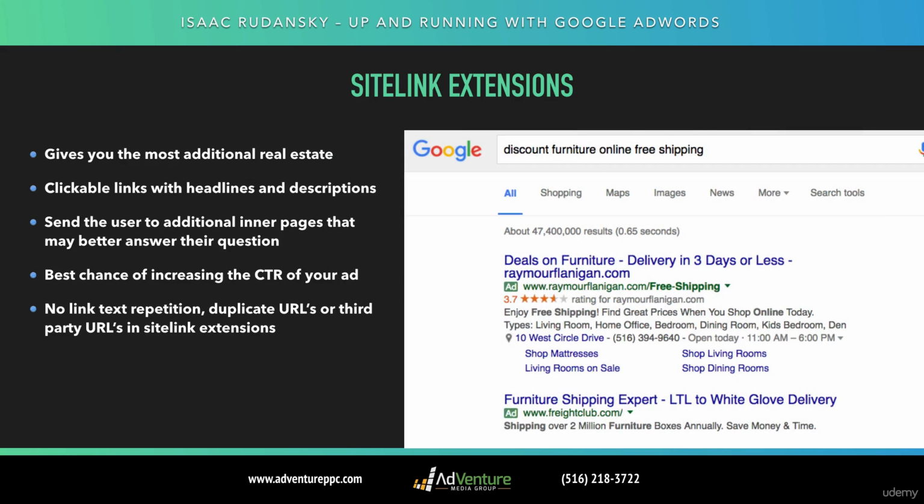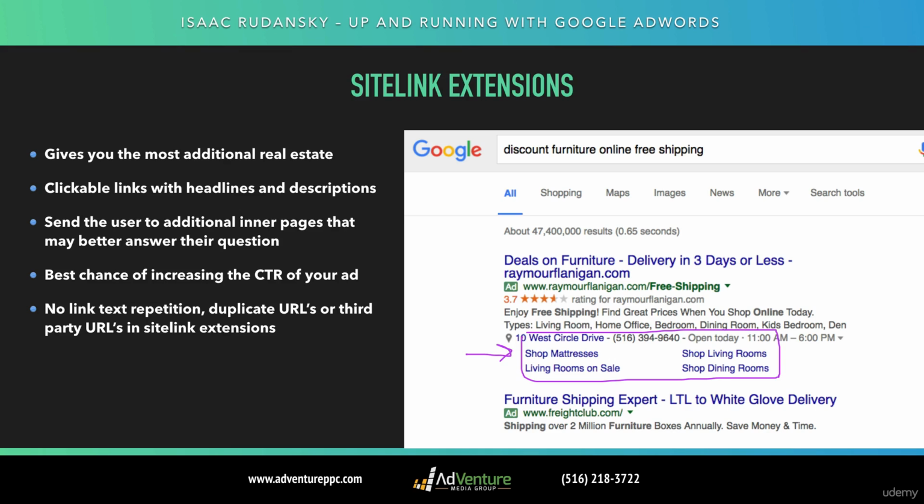Here we have an image. Once again, we have our Raymore and Flanagan, and we have those 4 Sitelink extensions right here: shop mattresses, living rooms on sale, shop living rooms, and shop dining rooms. Now, these are just headlines. We're not seeing any descriptions under each one of these headers for the Sitelink extensions. When you create your Sitelink extensions, you're going to have the opportunity to create descriptions under each Sitelink extension header.